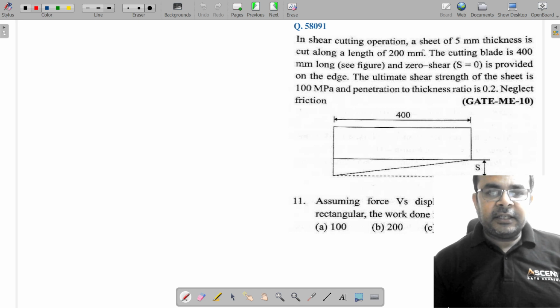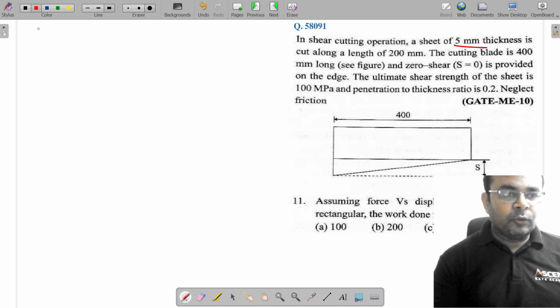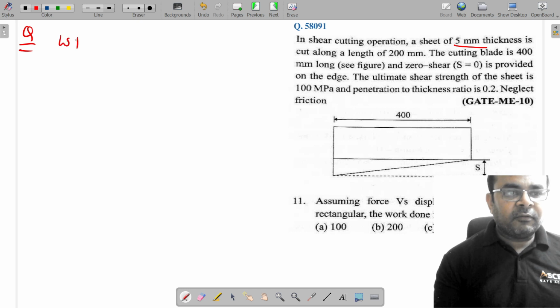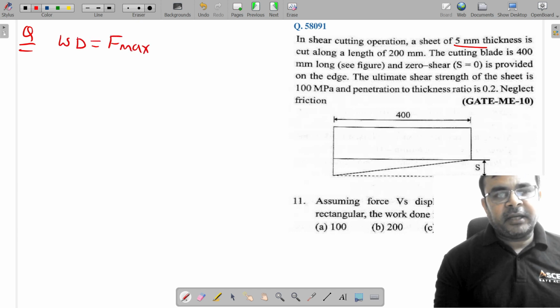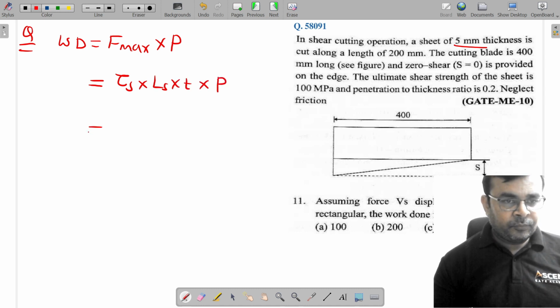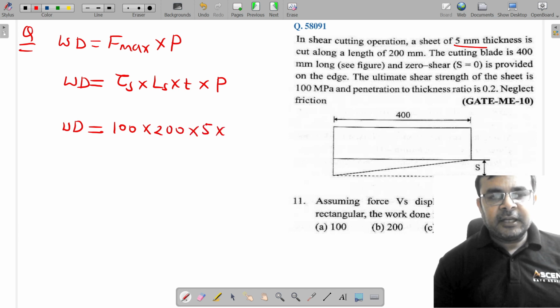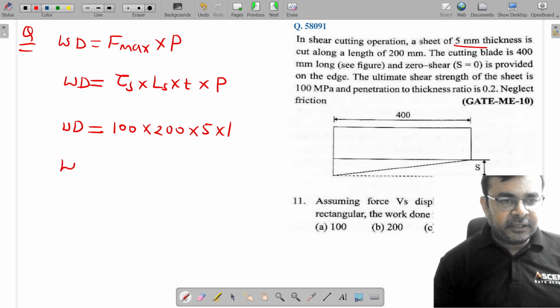A shear cutting operation, a sheet of 5 mm thickness is to be cut along the same question. What we need to calculate, assuming the force versus displacement curve to be rectangular, is the work done in joule. Here we need to calculate work done. So work done is nothing but F max into penetration. And what about F max? This is tau s into shear length into thickness into penetration. Correct? So tau s is given as 100, length is 200, thickness is 5, and PT is 1 mm. I already calculated this in the previous slide.